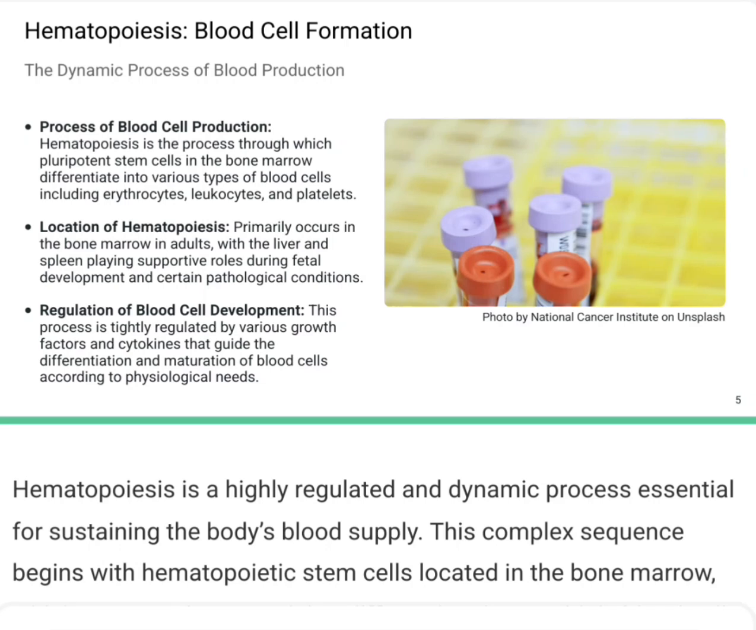Location of hematopoiesis: it primarily occurs in the bone marrow in adults, with the liver and spleen playing a supportive role during fetal development and certain pathological conditions. Regulation of blood cell development: this process is tightly regulated by various factors and cytokines that guide the differentiation and maturation of the blood cells according to the physiological needs.